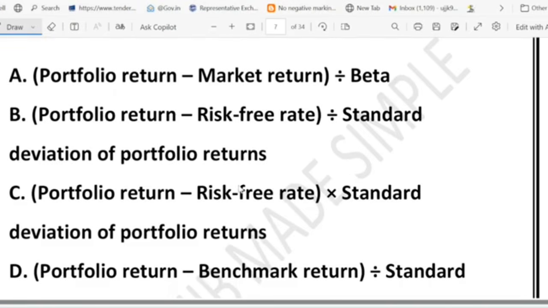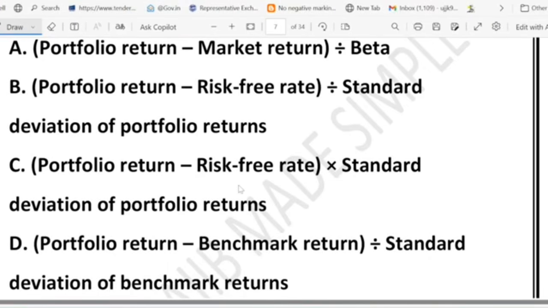Option B is portfolio return minus risk-free return divided by standard deviation of the portfolio return. Option C is portfolio return minus risk-free rate multiplied by standard deviation of the portfolio return. Option D is portfolio return minus benchmark return divided by standard deviation of the benchmark return. So these are the 4 options.